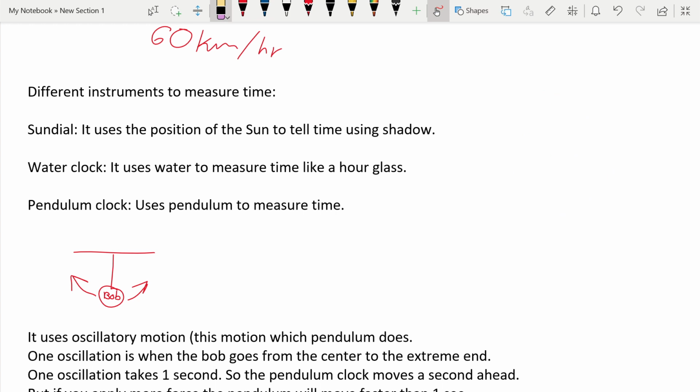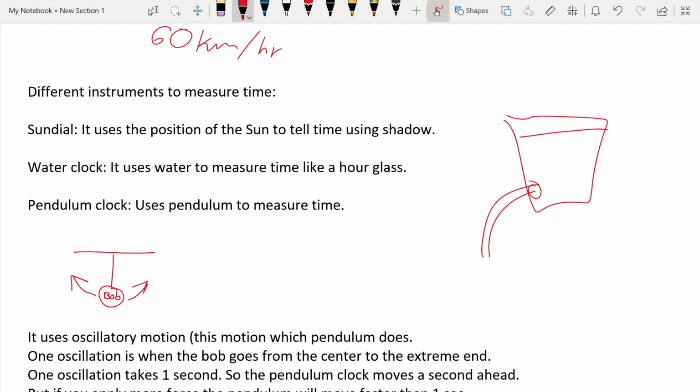Now moving on, water clock. A water clock is like an hourglass. So if you have a pot like this, you fill it up with water, and there's a hole here, and then how much time does that water take to drain? It will be like 1 hour. So that means 1 hour has passed. So it's like an hourglass, how sand flows.